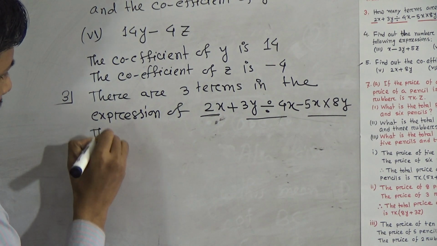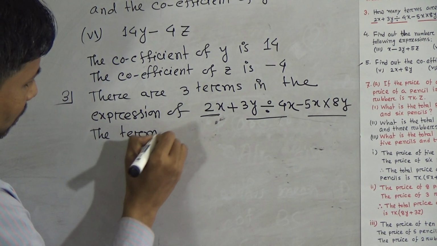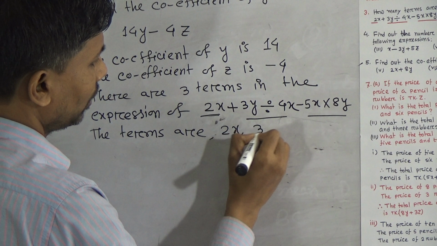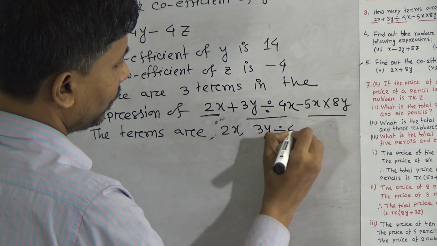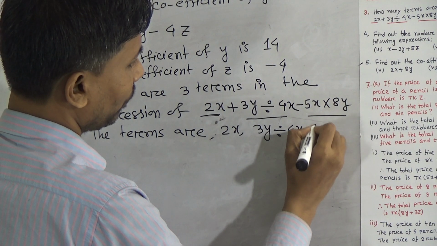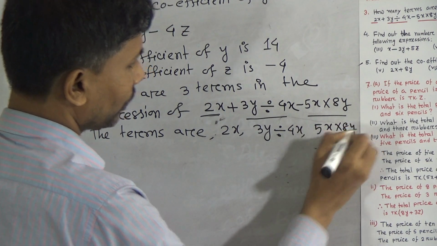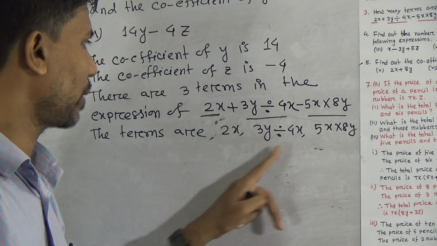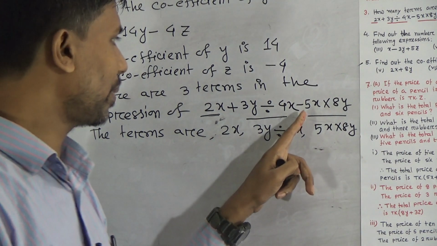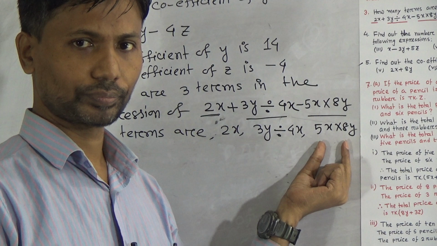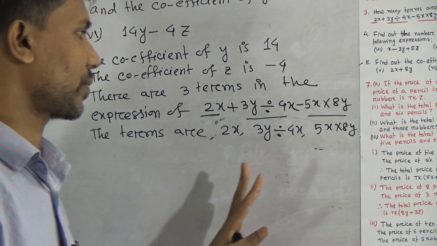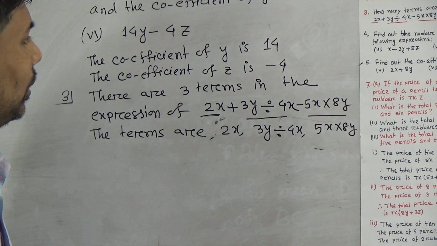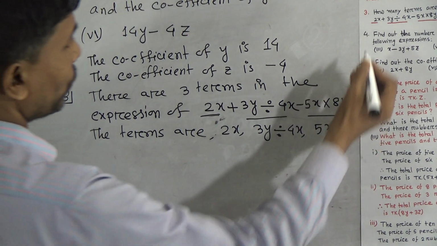The terms are what? 2x, 3y division 4x and 5x into 8y. Okay, student, look. 2x is one term, and 3y division 4x is another term, and 5x into 8y is another term. That means here there are 3 terms. How can you determine? You have to separate at the plus and the minus. Okay, student. Now I will solve question number 4.